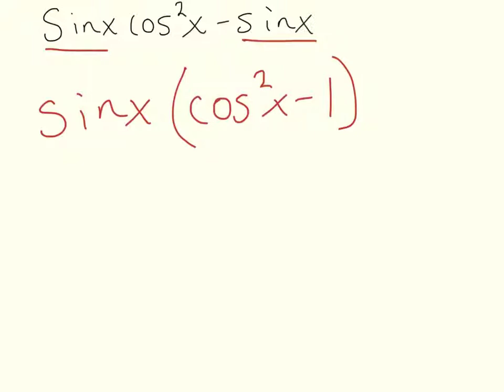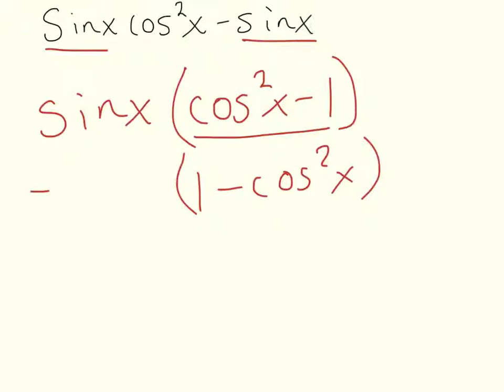Now we have to ask ourselves, are there any identities that we can use to further simplify this? If you look on your identity sheet, one of the identities you'll see is the Pythagorean identity, cosine squared x plus sine squared x equals 1. So that means that 1 minus cosine squared x is equal to sine squared of x. Well, we don't have that, but we're really close. This right here is just a negative of that.